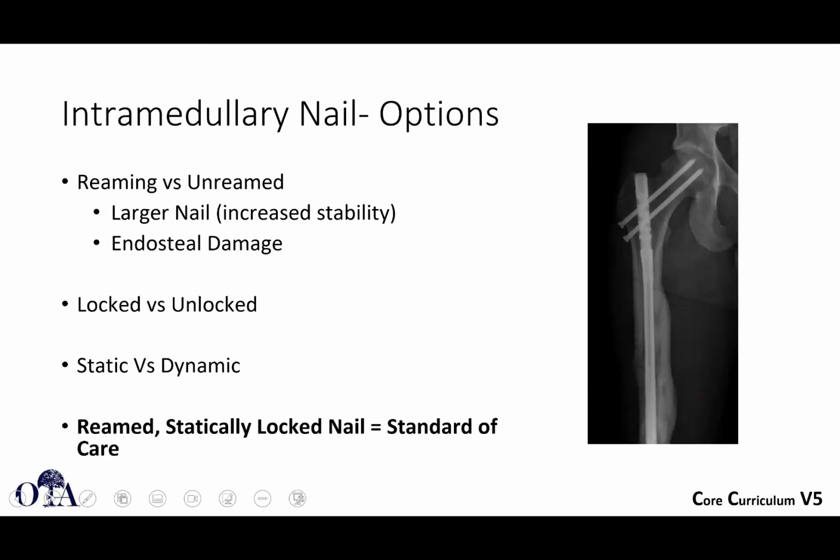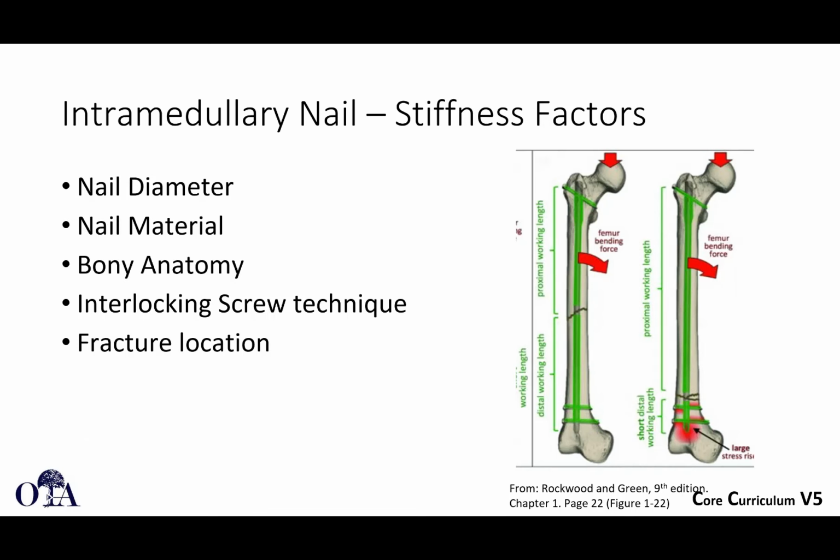There are different options. There's reamed versus unreamed. If you ream, you can put in a larger nail, but at the cost of some additional endosteal damage. You can do interlocking screws, or potentially be unlocked. Most of the time we do interlocking screws. You can have static versus dynamic interlocking. But in general, reamed statically locked nails are the standard of care for femur fractures, for example, and tibia fractures.